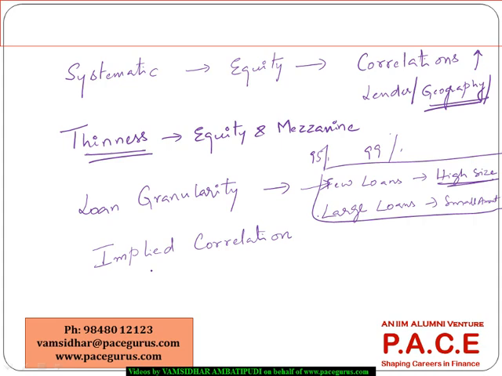A similar kind of approach can be followed even for arriving at your implied correlation also, because correlation is nothing but covariance divided by the individual standard deviations. Now, individual standard deviations are what we derive using our Black-Scholes model formula. So a similar kind of approach can very well be used to derive our implied correlations also.